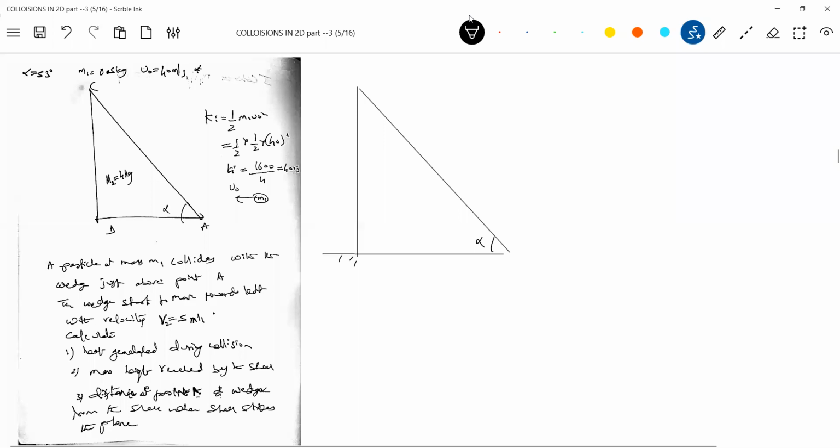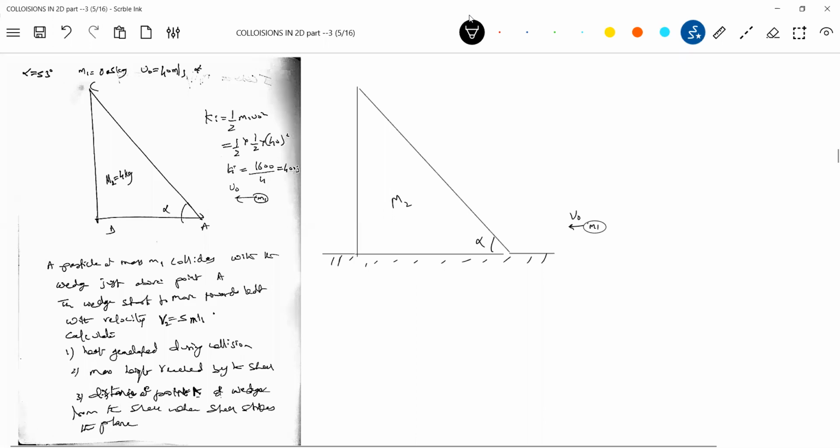Rather than confining to a few problems. There's a wedge and we have a particle here. Alpha is given, the mass of the particle is given, and the initial velocity of the particle is given.